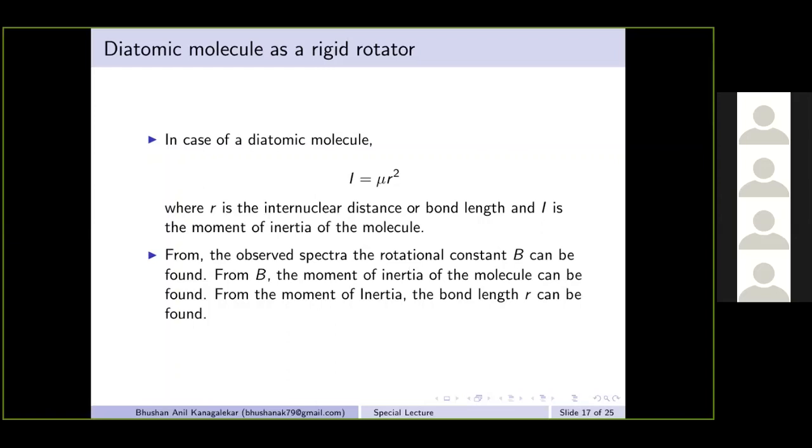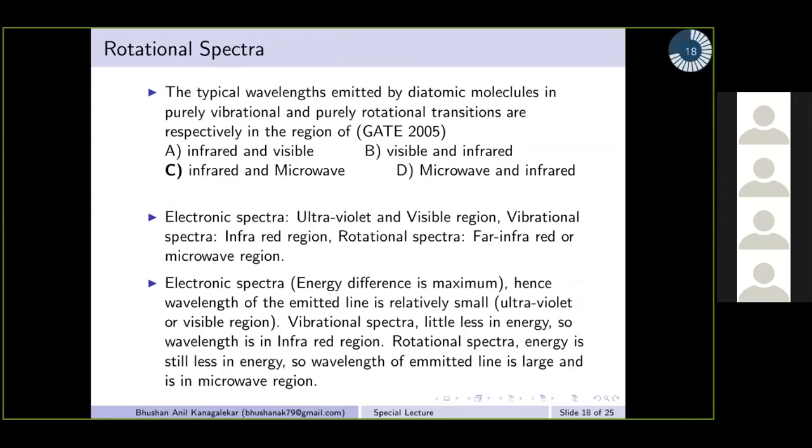From that B, I can get the moment of inertia, and from the reduced mass, M1 M2 by M1 plus M2, I have the reduced mass directly from the molecule, and from that I can get the bond length. I have written it down from the observed data, the same thing I'm explaining. So that is the theory of the rotational spectra.